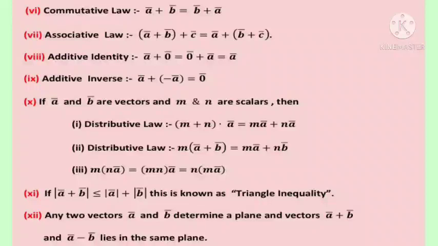And the last one: any two vectors A bar and B bar determine a plane, and the vectors A bar plus B bar and A bar minus B bar also lie in the same plane. So if you have two vectors A bar and B bar in the same plane, then the addition and the subtraction of the vectors give a new vector, and that vector will also lie in the same plane. So these are the notes related to the addition of two vectors and the scalar multiplication of vectors. Clear all the notes?